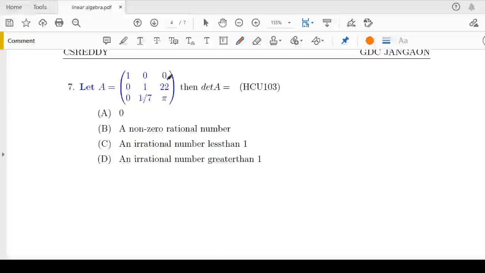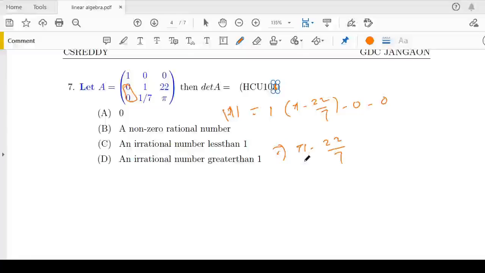Let A be the matrix 1, 0, 0, 0, 1, 22, 0, 1 by 7, pi. Then the determinant of A, which is a previous question of Central University 2010. Just find the determinant of this matrix. The determinant of A is 1 into pi minus 22 by 7 minus 0 minus 0. This value equals pi minus 22 by 7.